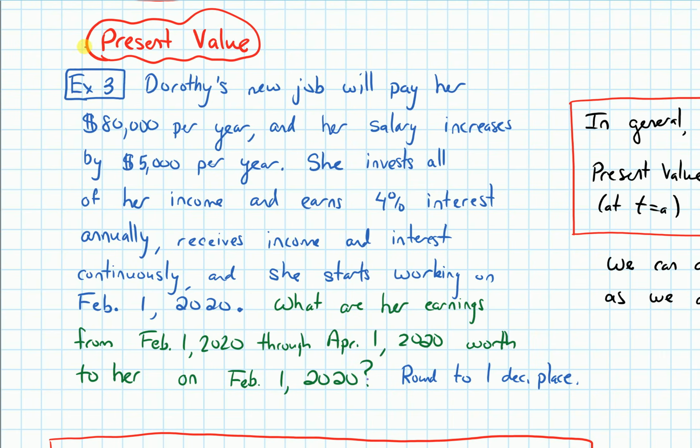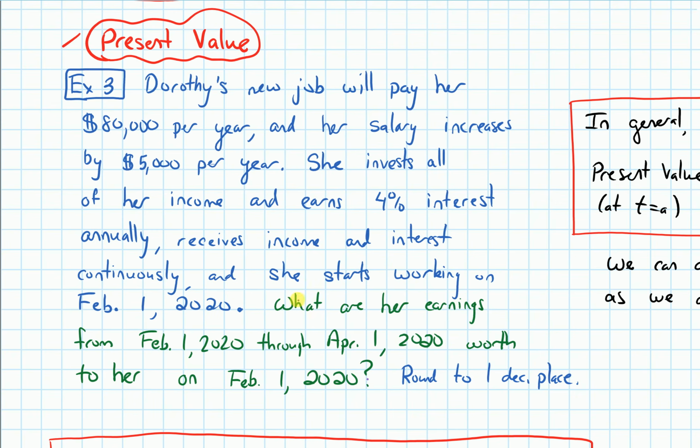In this video, we will talk about what present value is. And I want to motivate this with an example. The situation's similar to the example that we looked at in the last video, where Dorothy has a new job that's paying her $80,000 per year, and her salary increases by $5,000 per year. She invests all of her income into some account and earns 4% interest annually. She receives income and interest continuously, and she starts working on February 1st, 2020.